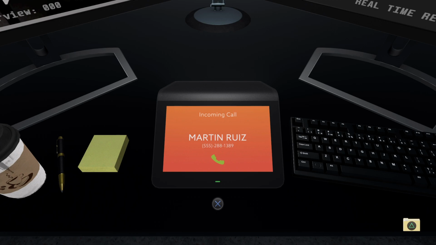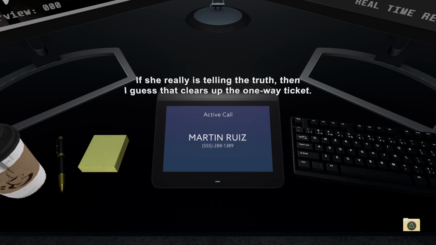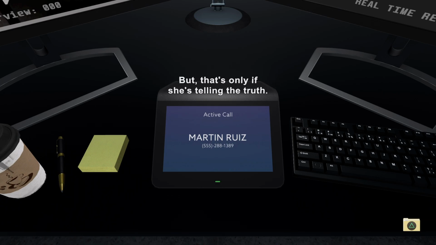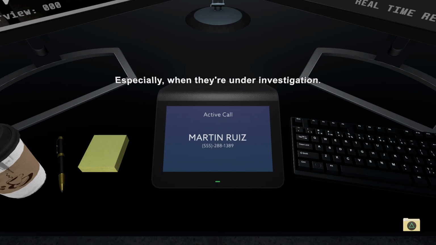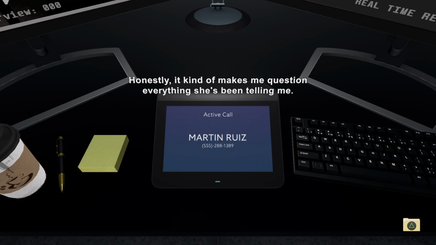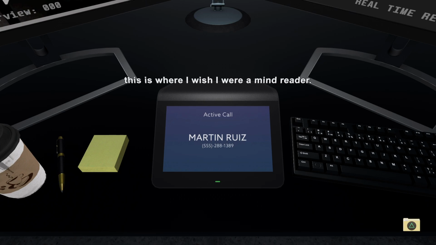Oh, it's Martin. Well, that was a lot more than I was expecting. If she really is telling the truth, then I guess that clears up the one-way ticket. But that's only if she's telling the truth. Regardless, I'm having a hard time believing that she really forgot about that 11 p.m. breakthrough dose. Yeah, me too. Can't see how someone would forget something like that, especially when they're under investigation. I know, right? Honestly, it kind of makes me question everything she's been telling me. Now, if she is being honest, though, then the accident scenario is certainly possible. This is where I wish I were a mind reader.